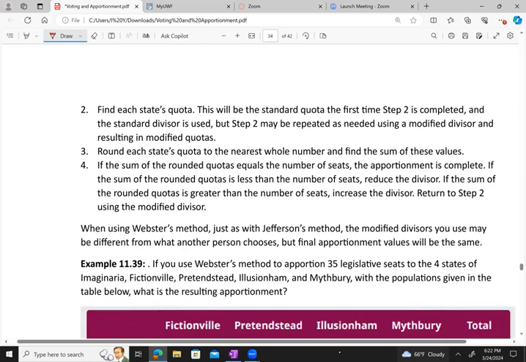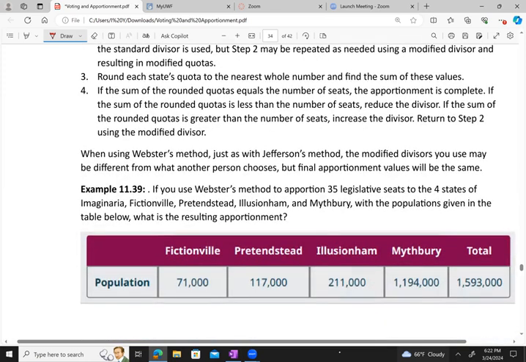Now, here's where it's different. Round each state's quota to the nearest whole number and find the sum of these values. If the sum of the rounded quotas equals the number of seats, the apportionment is complete. If the sum of the rounded quotas is less than the number of seats, reduce the divisor. If the sum of the rounded quotas is greater than the number of seats, increase the divisor. Return to step 2 using a modified divisor. When using Webster's method, just as with Jefferson's, the modified divisors you use may be different from what another person chooses. The final apportionment values will be the same.